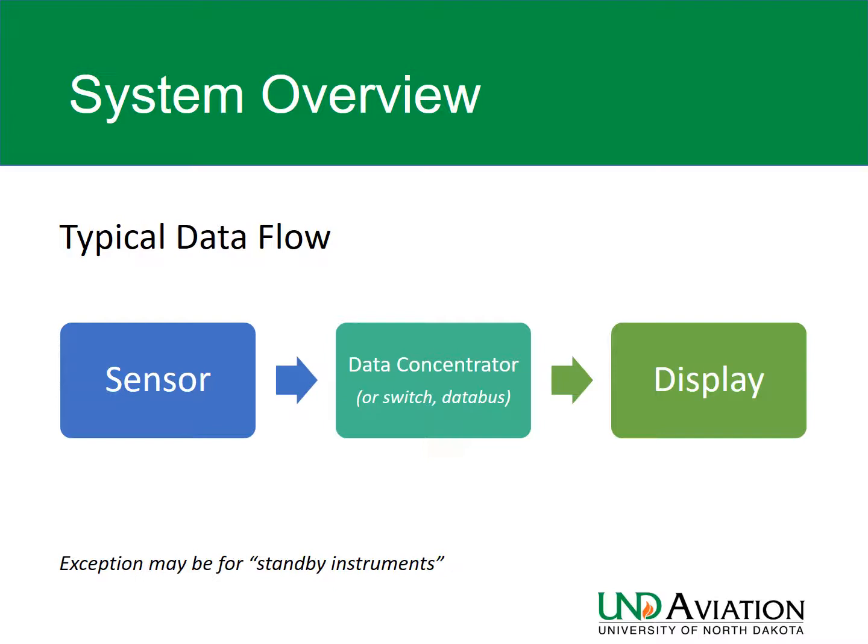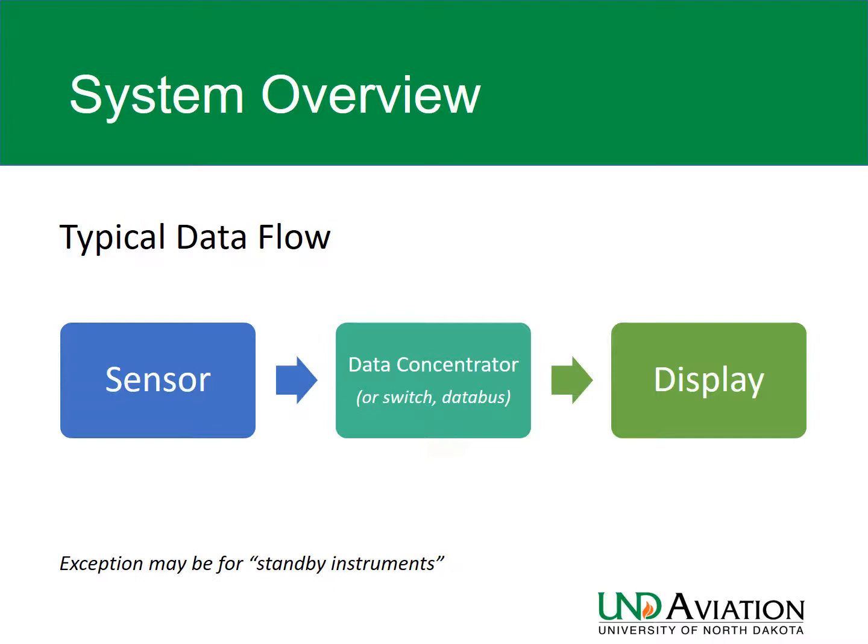So when we're thinking about, when we have malfunctions occurring, a malfunction can occur at any one point in this process. The sensor could fail, or the data concentrator or data bus could fail, or the display could fail. So when we're talking about how we interface with our EFIS system, you have to understand that any one point in these things can fail, and then you have to figure out how to fix it, how to remediate it.